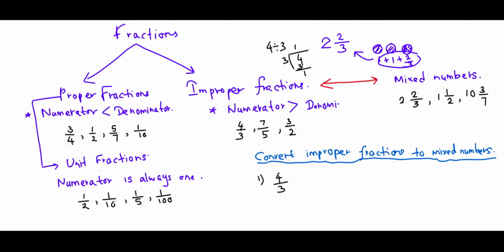Then this 1 is the whole number part. The remainder comes as the numerator, 1. The denominator is the same as the given improper fraction. 1 and 1 over 3. If I write the second one, 7 over 5, it is the same as 7 divided by 5. There's only one 5 in 7. Then the remainder comes as 2. Whole number part 1, denominator is the same, 5. Numerator is 2.